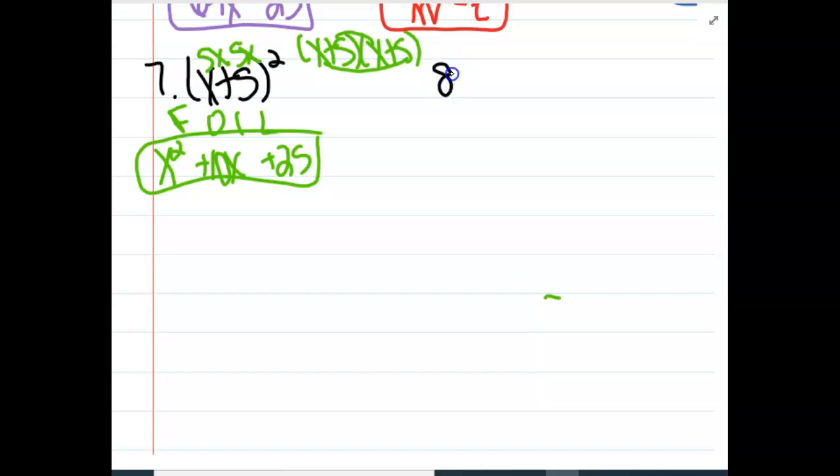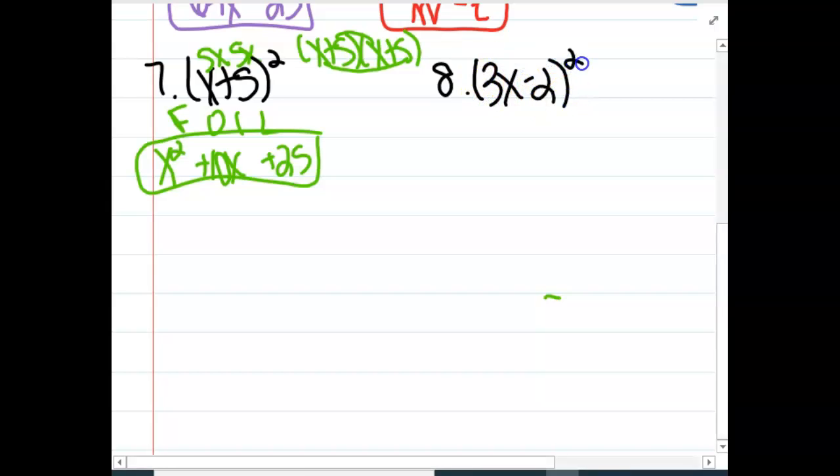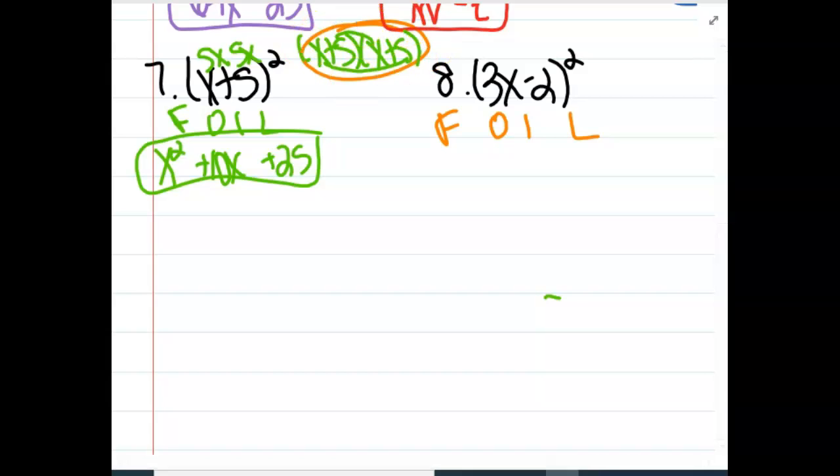Question. Okay, let's try another one, number 8. 3x minus 2 squared. Once again, we are not going to actually FOIL it out. We're not going to do this right here. This is what I don't want to see. I want you to show your work on that step. I want you using the pattern. The F, the first term in both sets of parentheses is going to be the same thing. What's it going to be?